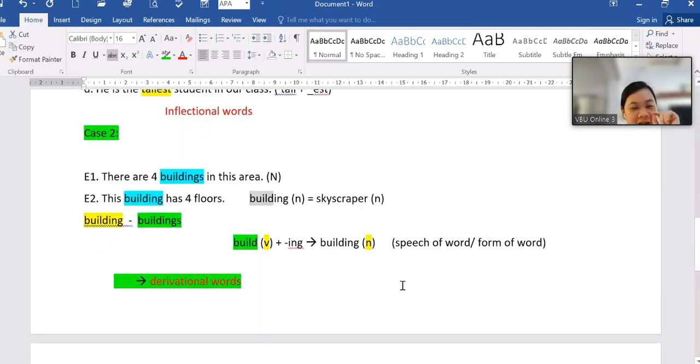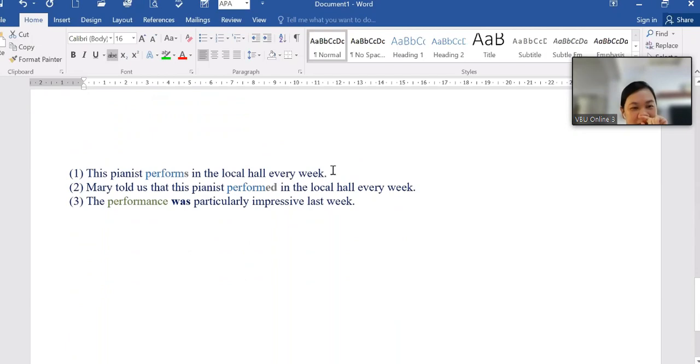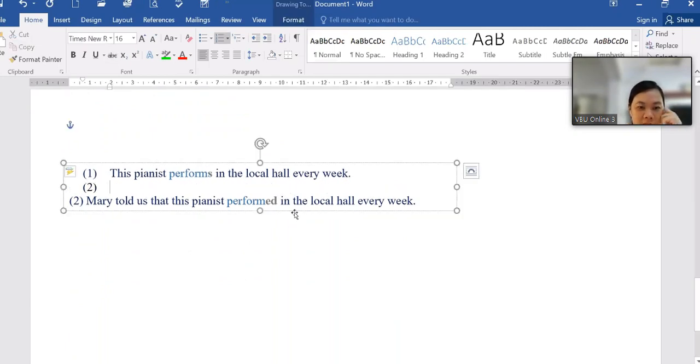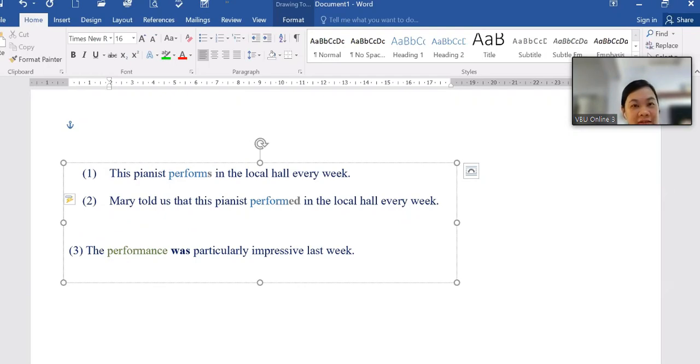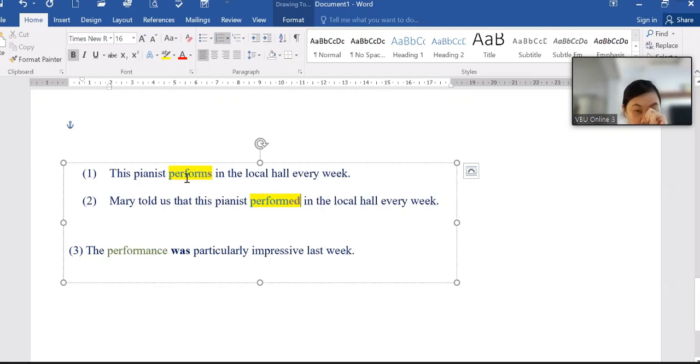Now, so easy. I would like you to look at the other example. Now look at sentence 1 and sentence 2, please. Look at the verb, here the verb. Sentence 1. So what tense? What tense, class? I would like to know what tense. Simple present. Yeah, simple present tense. All right.